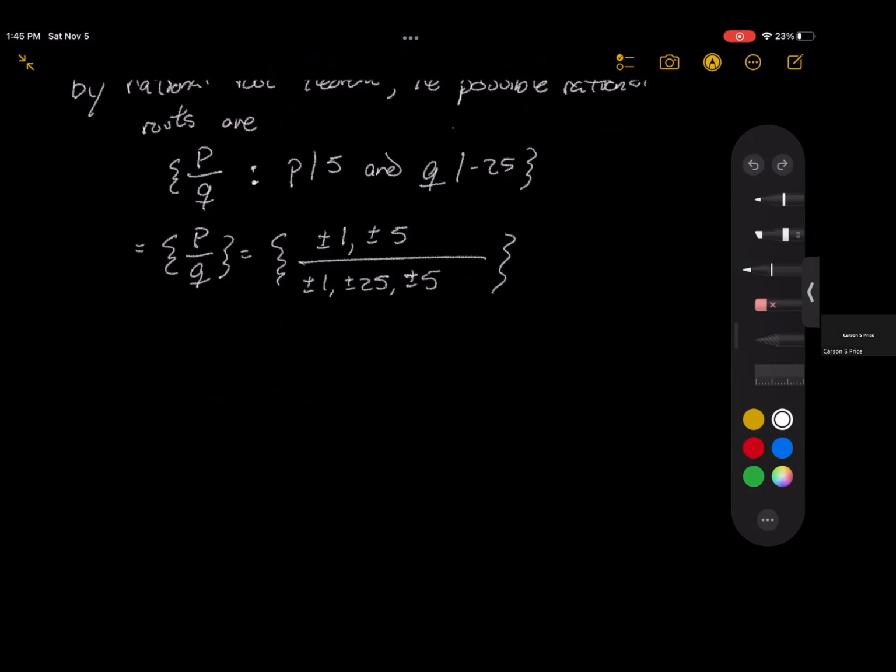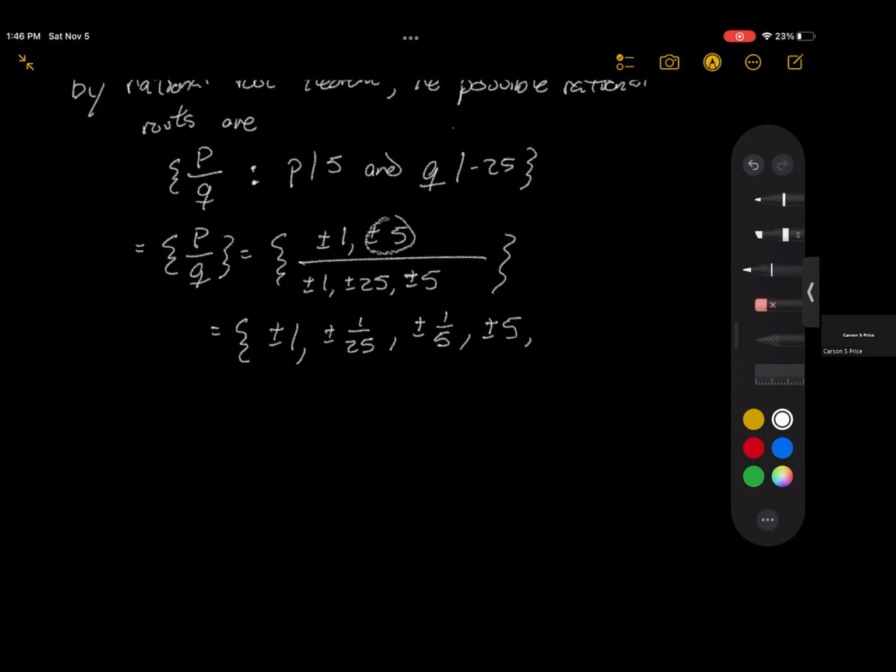Right. So what are all the different possibilities? The 1 could be sitting on top of a 1 and leave me with a 1. The 1 could be sitting on top of the 25 and leave me with a 1 over 25. The 1 could be sitting on top of the 5 and leave me with a 1/5. The 5 could be sitting on top of the 1, leave me with a 5.